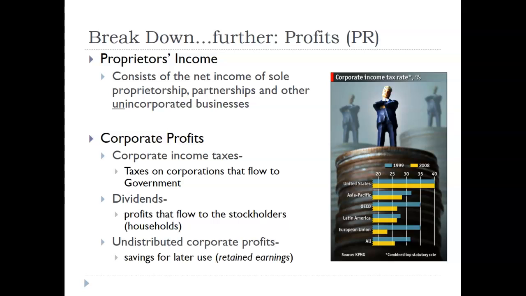And then what's the last part? So you paid taxes, you gave it away, or you didn't spend it. It's savings for later use: undistributed corporate profits, or retained earnings. And so these three areas are going to make up whatever the profit is for the corporation. So we have proprietor's income and corporate profits now.